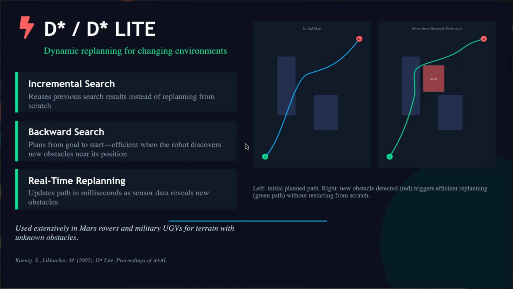Here's the D-star and D-star Lite algorithm, which is basically used for dynamic replanning in changing environments, for instance, when there is an interference of some sort. How this algorithm works is that it performs an incremental search, which reuses the previous search results and ensures that there is no rerunning of the previous search. And then it performs a backward search, which looks from the goal to the point that we are standing at to ensure that the shortest path is being followed.